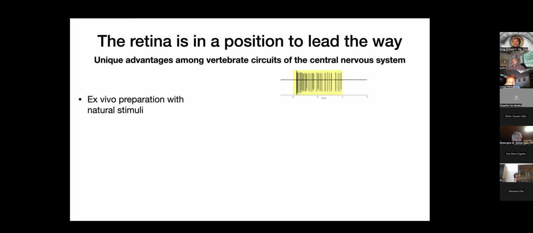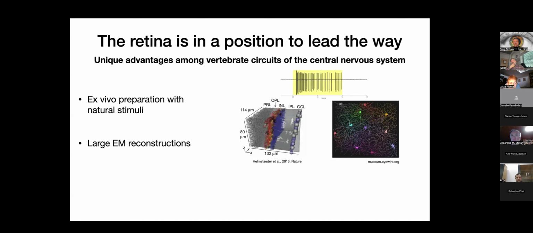First of all, it's an ex vivo preparation that I'll show you in a moment, and that many people in the field use. We call it ex vivo because it's not a brain slice. We're taking the entire retina out of the animal and we're using its natural stimuli. We're not using electrical stimulation or zapping some axons from somewhere. We're using light, which is the natural stimulus. And we are getting the natural output, which is the spikes that go down the optic nerve.